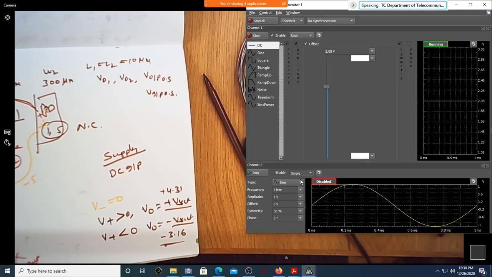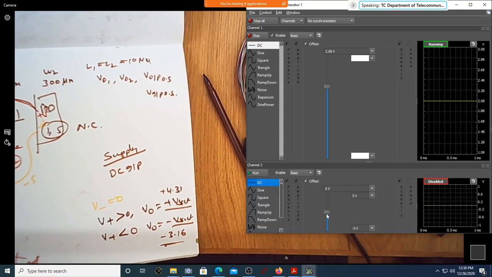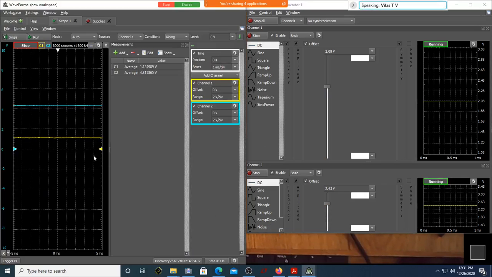Let me again select basic. Let me take the DC. Let me just keep it at something around 2.3 volt. Correct? Which is more now? This is V minus, this is V plus. V minus is more, so I should get minus V set. Correct? We will run it. Can you see, are you getting minus V set?